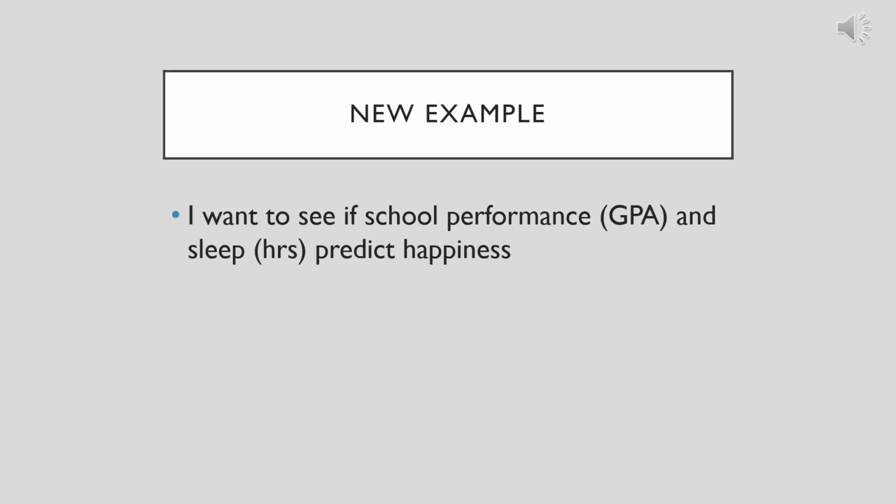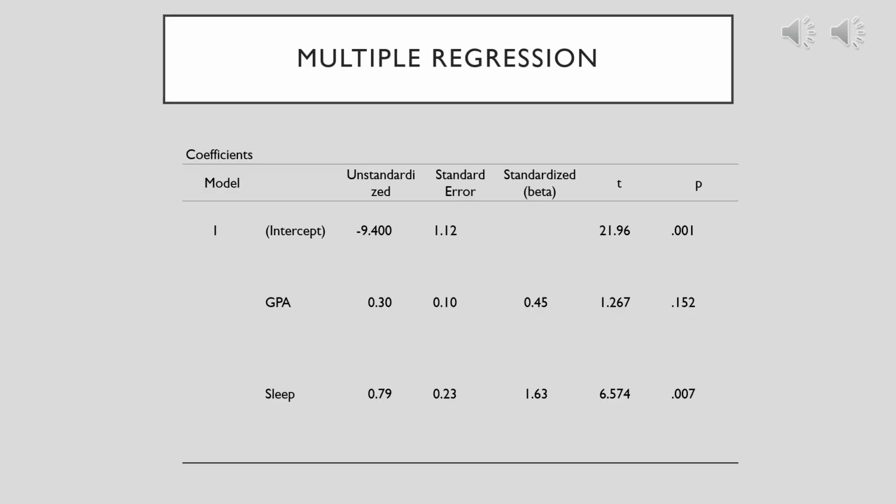All right, let's take a new example. I want to see if school performance, measured as GPA, and sleep, measured in hours of sleep, predict happiness, and happiness will be on a scale of 1 to 10. So I want to see if these two variables predict happiness. And let's say this is the output that I get. I want you to tell me which of the variables, or maybe one variable or both variables, are significant predictors of happiness.